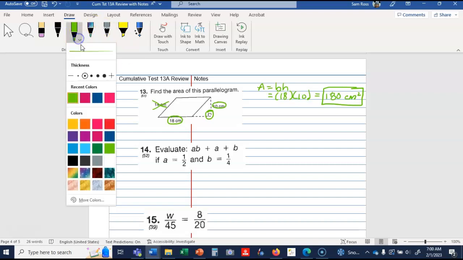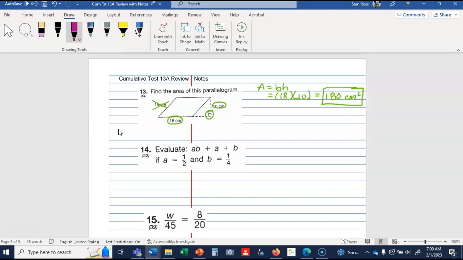Let me see if I can change colors. Okay. Evaluate A plus B, or A times B. So we know that this is multiply, right? Because there's no operators there. Plus A plus B. Oh, we have fractions. That's delightful. So I'm actually going to write this over here so I can plug everything in. So A is 1/2. B is 1/4. They are multiplied. Plus 1/2 plus 1/4.